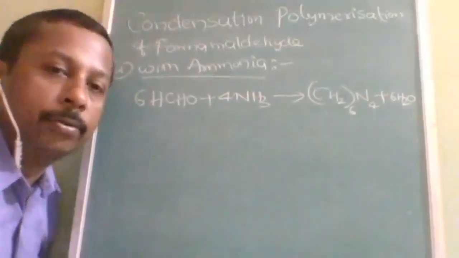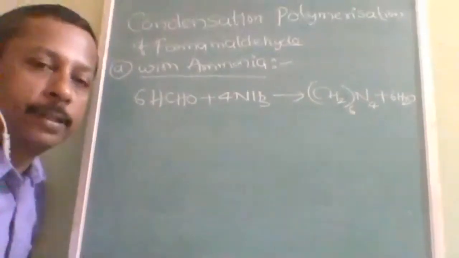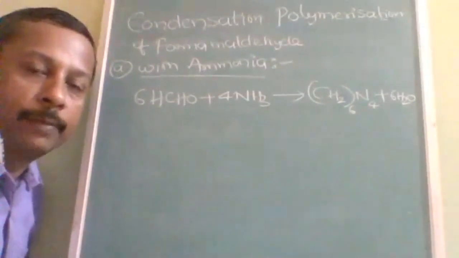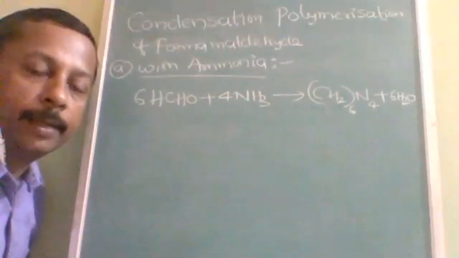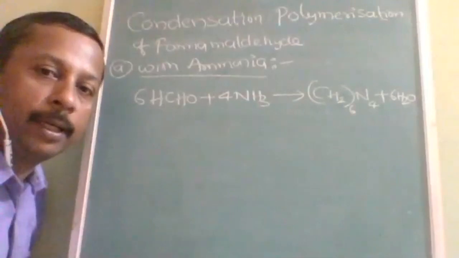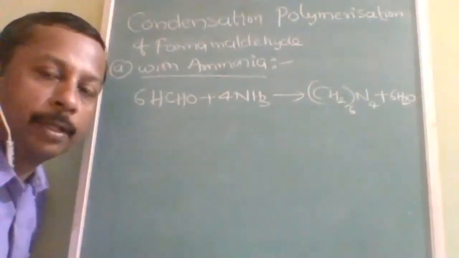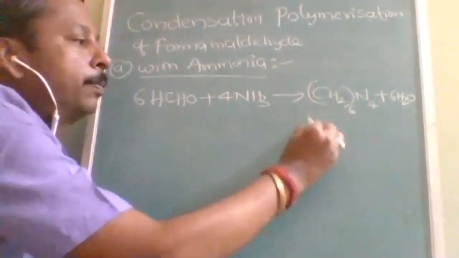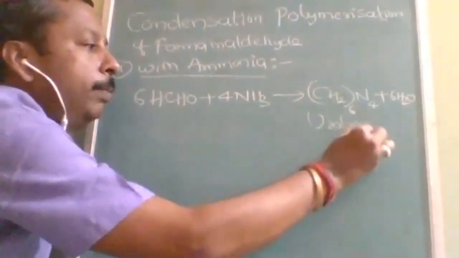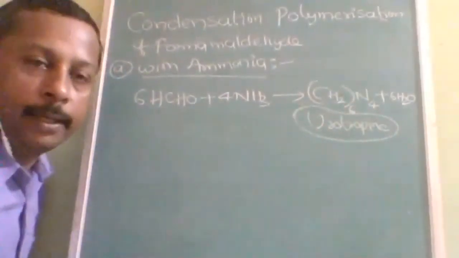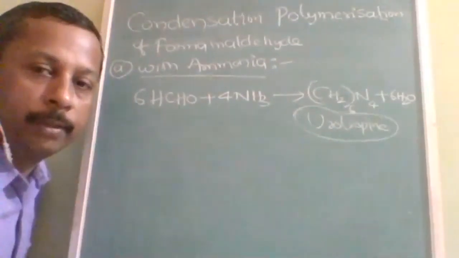And here we are going to use two types of molecule. What is the first example? Reaction with ammonia. 6 moles of formaldehyde combine with 4 moles of ammonia to form hexamethylene tetraamine. What is the name? Hexamethylene tetraamine, and it is specially called urotropine. Very, very important. In the previous, paraformaldehyde is important, and here urotropine is important.